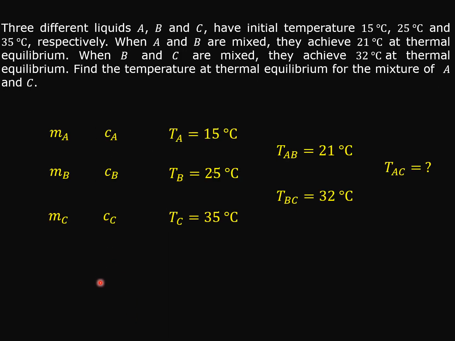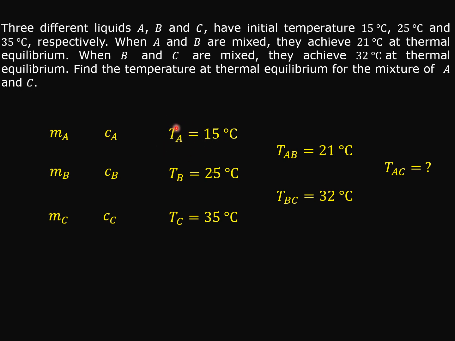Before we start our calculations, we will assign the symbols for the quantities that we have and collect the information based on the question given. The masses of the liquids A, B, and C are indicated by MA, MB, and MC respectively. Their specific heat capacities are CA, CB, and CC respectively. And the initial temperature of A is 15 degrees C, so TA equals 15.